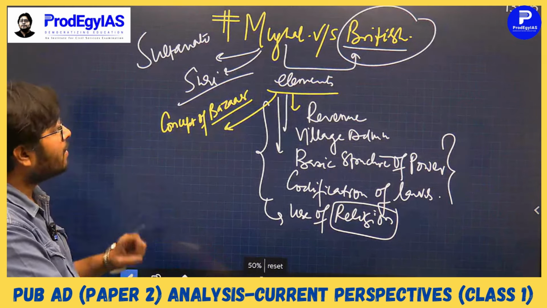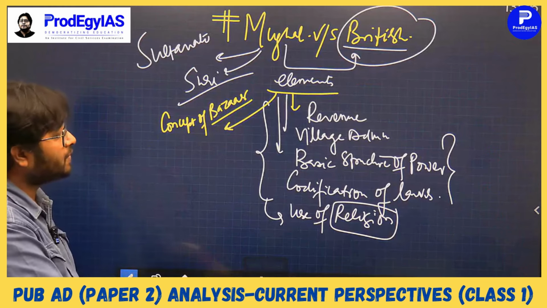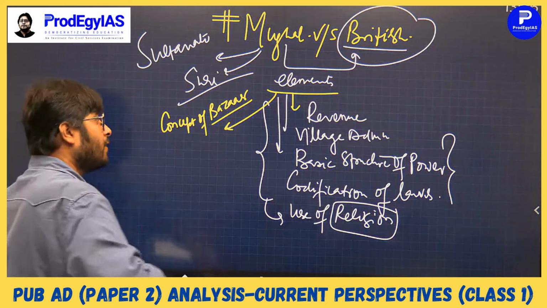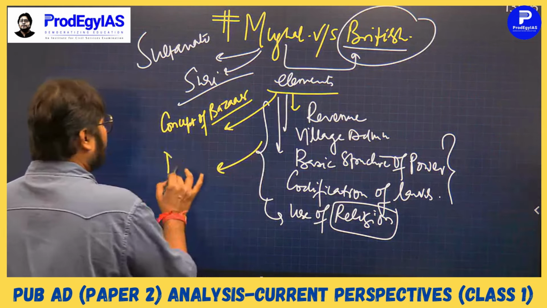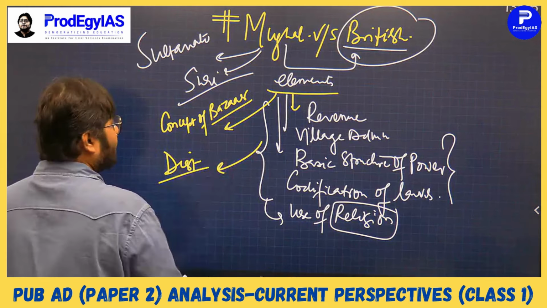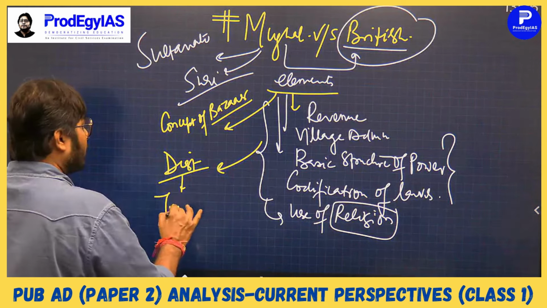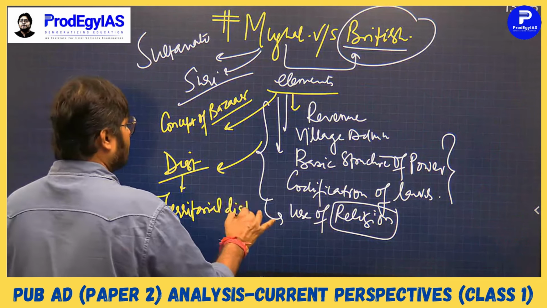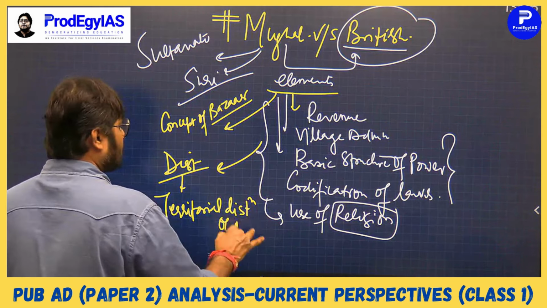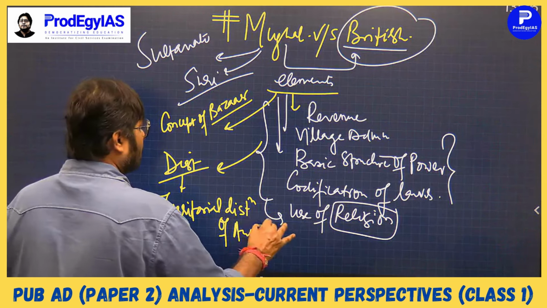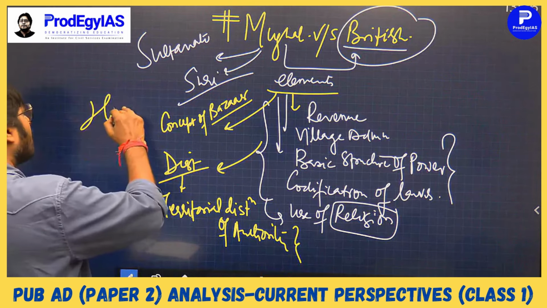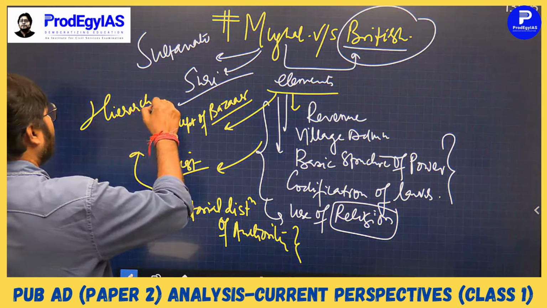Concept of bazaar, revenue system, village administration, basic structure of power, codification of laws, use of religion, right? Even the concept of district, fine, or you can say the territorial distribution. Fine. Hierarchy of officials, almost same with new nomenclature.